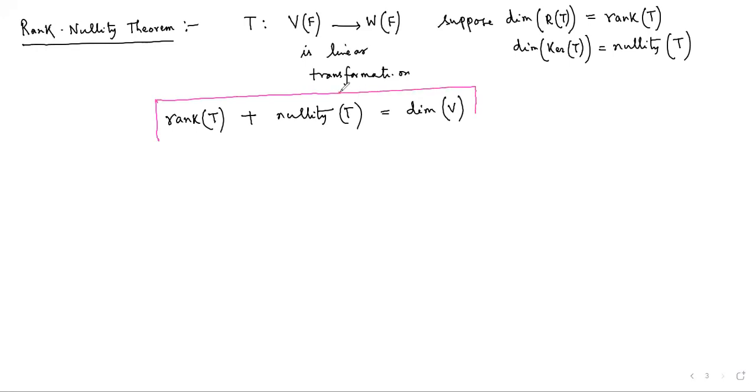This is called the rank nullity theorem. Rank T plus nullity T will give you the dimension of the vector space V. Now, the proof of this theorem is not actually required in our case. You can omit the proof. We'll just use it for solving the problem.